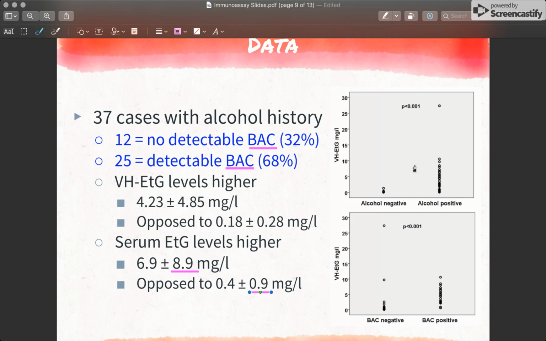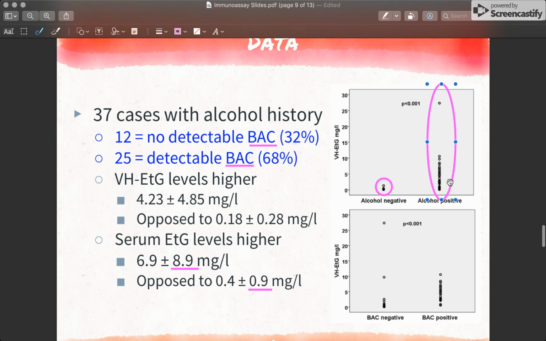The graphs you're seeing on the right here show the vitreous humor ETG levels for a couple of different things. So the top one, we've got alcohol negative versus alcohol positive. So this is just the points that are plotted here for the people without a history of alcohol use. And as we see here, they had a pretty obvious, much lower VH-ETG level versus the ones with an alcohol history of use, which were much higher. So the highest point way up here, a pretty good concentration, but our average here, the 4.23, is much higher.